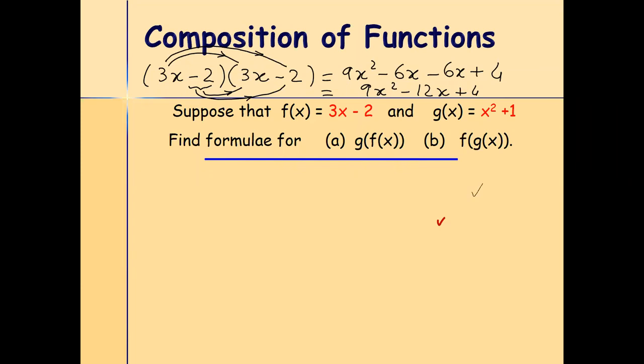So g of f of x, we said, would become g of f of x. We're going to replace the first x with f of x, which is 3x minus 2 squared plus 1. And if you expand 3x minus 2 like it's done at the top, you'll get at the end 9x squared minus 12x plus 5. So if someone asks you, find a formula for g of f of x, this is how you do it.